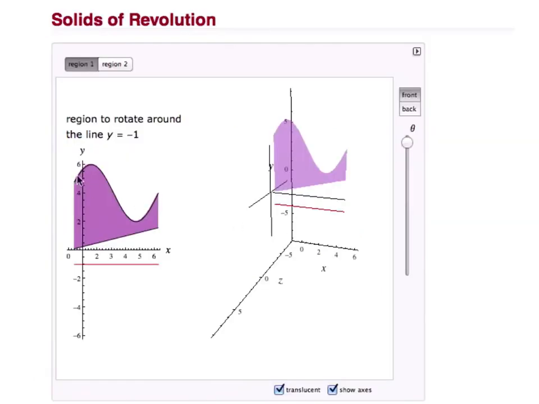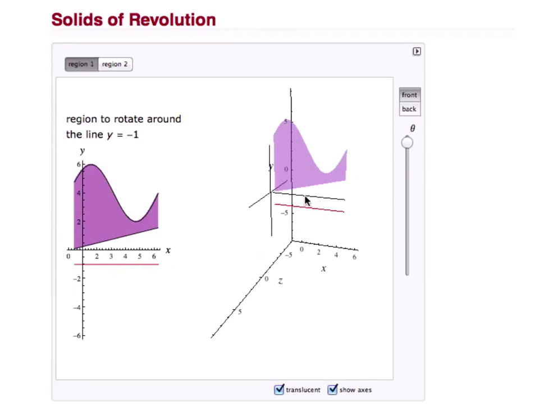Okay, so here we have a function right on top. It's kind of curved, and then we have another function on the bottom. And in our last lesson, we learned how to find the area between these two curves. Now what we're going to do is rotate this region around the line y equals -1. You can see that here in red.